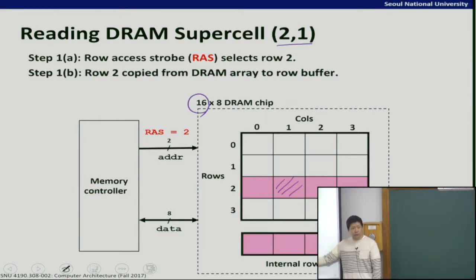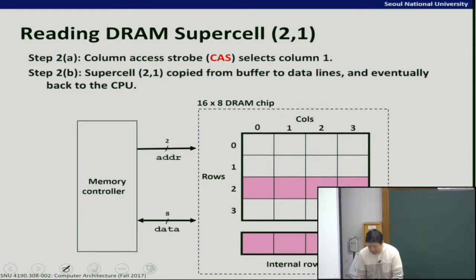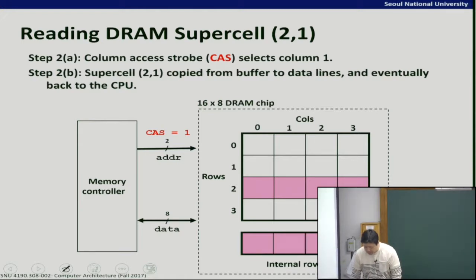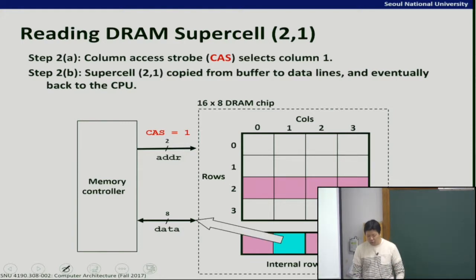So now we actually get the value of this entire row into the internal row buffer. And step 2, now you send what is called a column address strobe, CAS, a column request. So in this case, you send a CAS 1. CAS 1 is basically you want to access the specific column 1 in this row buffer. Then the DRAM receives this command, selects the specific column, and sends this 8-bit data back to the memory controller. Then this value will be sent to the CPU pipeline.